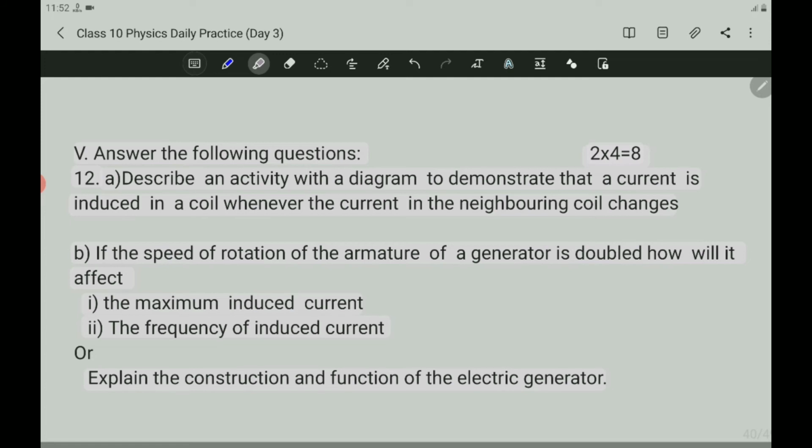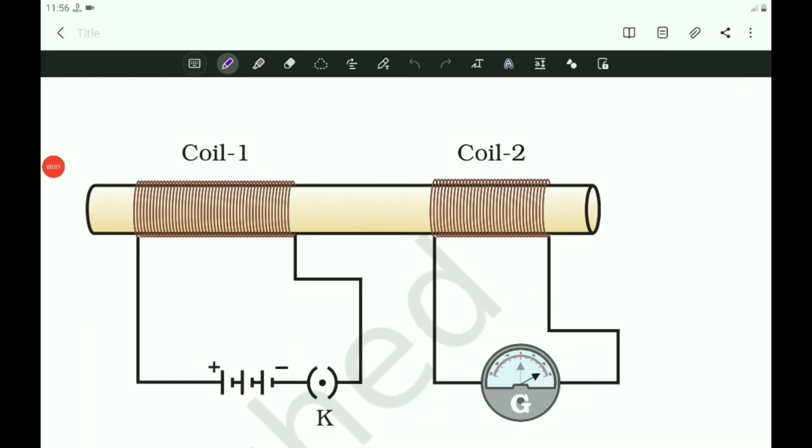Now you take the 12th question A. Describe an activity with a diagram to demonstrate that a current is induced in a coil whenever the current in the neighboring coil changes. Children, it is a diagram of the activity.